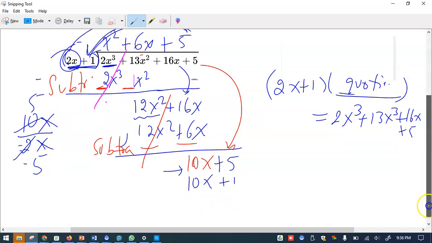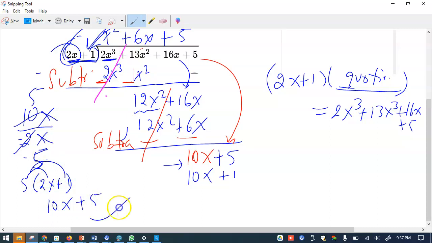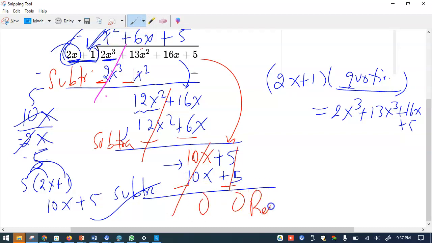I did not show this step here. Actually, this 5 that you get, you multiply to the divisor 2x plus 1, and then use the distributive property, you get 10x, and 5 times 1 is 5. And that's what you put right here. I think I forgot to put a 5, and then subtract this. And when you subtract, I know it takes a while, so this changes the sign, this 0 and this also 0. So the remainder, and that's the good news, that remainder is 0.